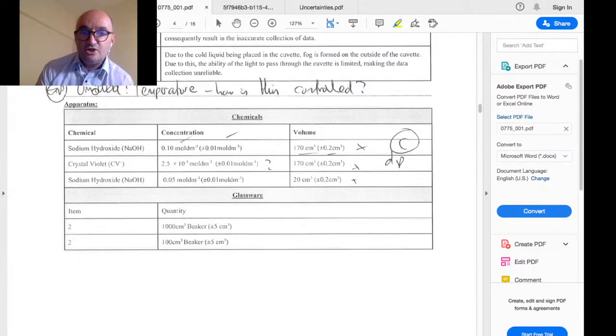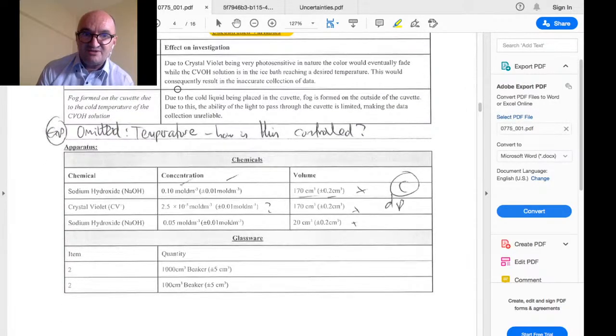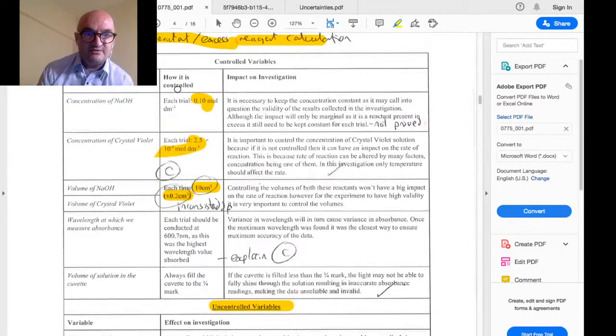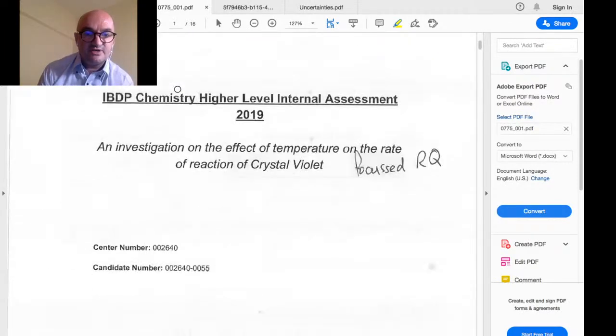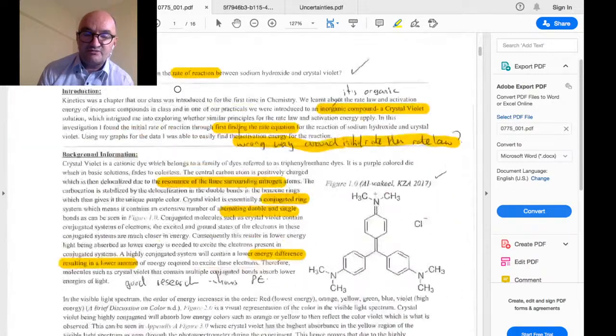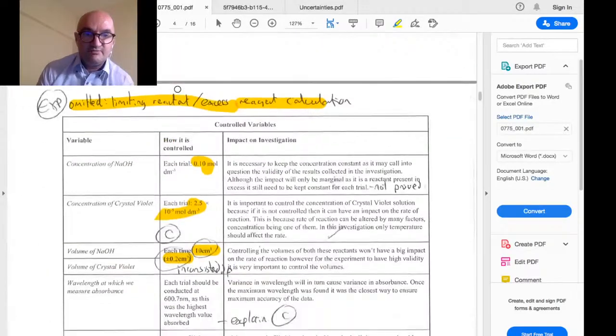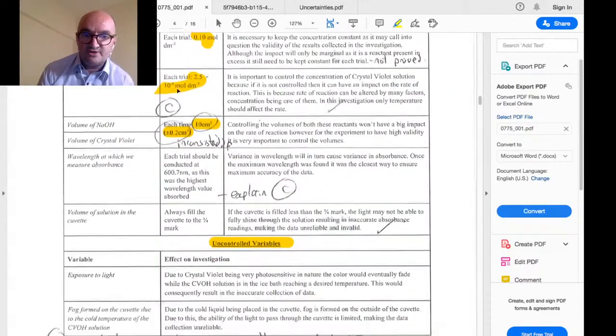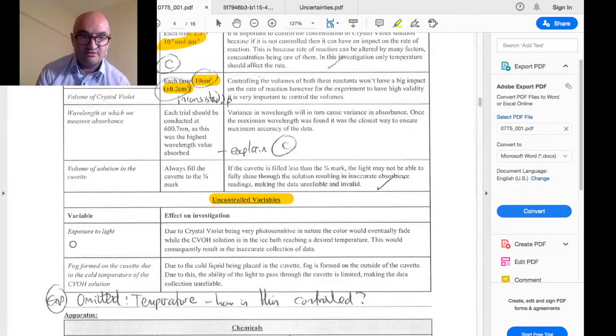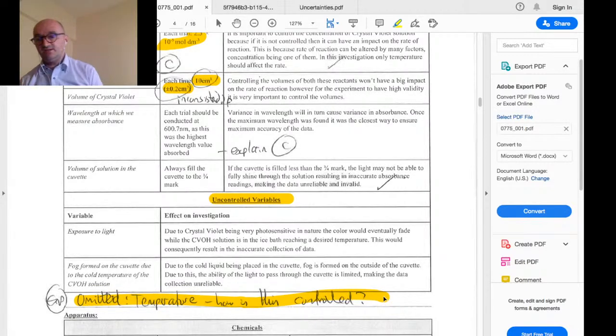She did say that temperature is the thing that she's going to change, right? What was the research question? Effect of temperature on the rate of reaction. But in her control variables, she has not included temperature. Now that, for me, that's a biggie. That's a big exploration omission, or error. And this is a common error from students.